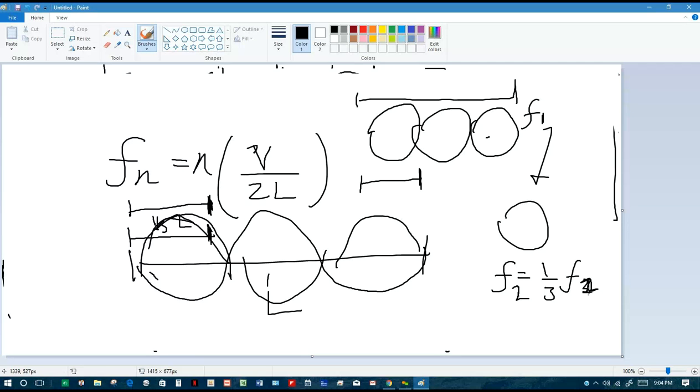Does that make sense? So if you're going from 3 loops down to 1 loop, frequency should go down by a factor of 3. So it means you would multiply by 3 or divide by 3. Sorry, you would divide by 3.